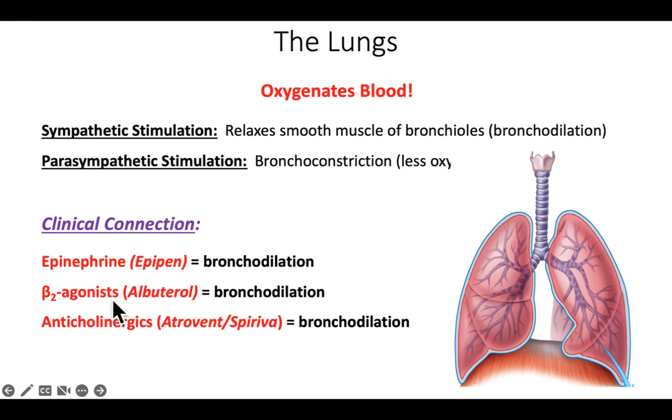We could also bronchodilate by blocking the parasympathetic. So we can use those anticholinergics. Some of them include the ingredient in Atrovent and Spiriva, which cause bronchodilation. All right, so very common medications. We've probably heard of bronchodilators, but there's more than just one way to go about opening up those airways.